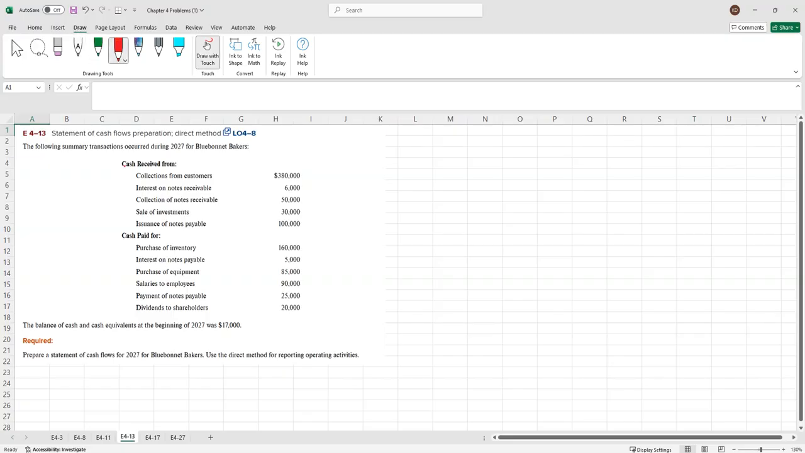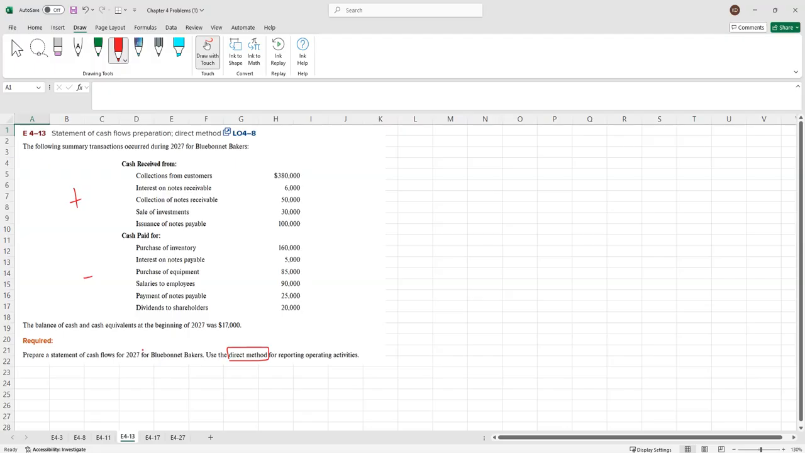All right, so they're giving us some information here. Cash received, right? Cash paid for an entity. They say, can you please prepare a statement of cash flows for 2027? Please use the direct method for the operating section on there. That's great. We know that.